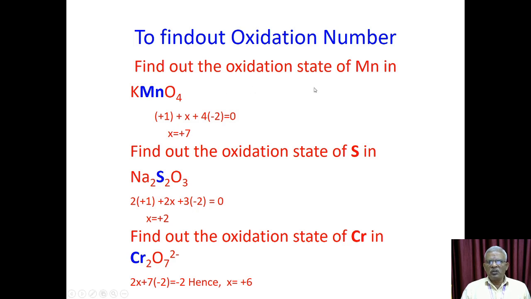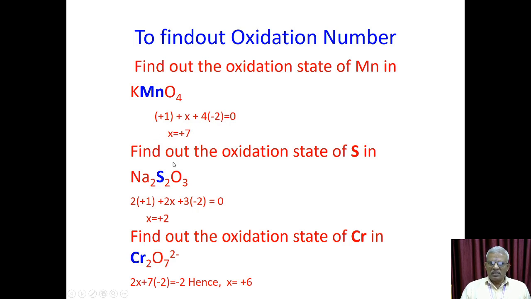Now, find out the oxidation state of manganese in potassium permanganate. Potassium is +1 because it is an electropositive element. Oxygen is an electronegative element, and 4 oxygen atoms are there. So it is a neutral molecule, so the sum is equal to 0. So what is X? Here X is equal to +7.